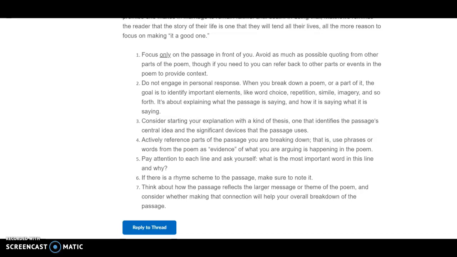So number 1 specifically has to do with your only working with a short passage like we did for this particular discussion board. This is really important: when you're working on a close reading, regardless of how long the passage is that you're working with, whether it's only a short selection like we did with the selection from A Happy Childhood, or whether it's an entire poem, you focus only on what's in front of you.